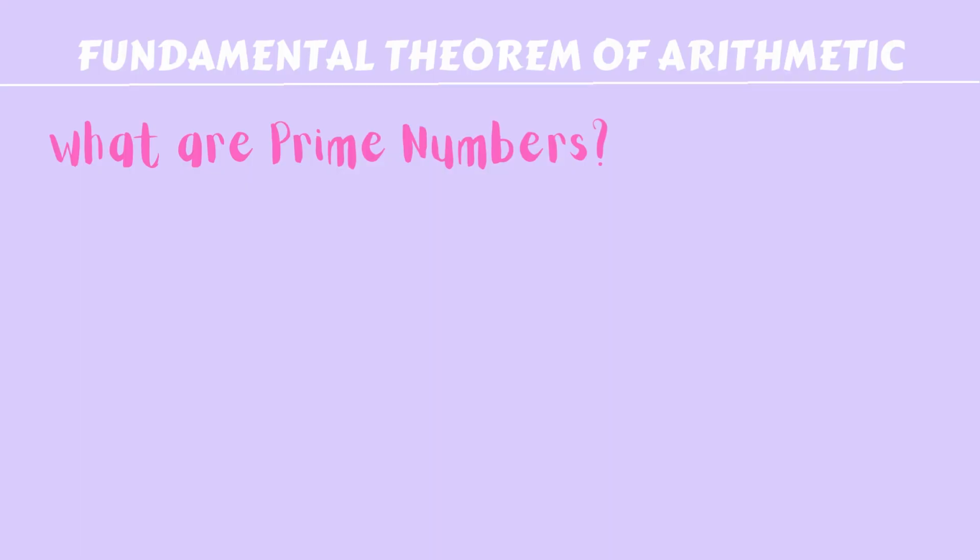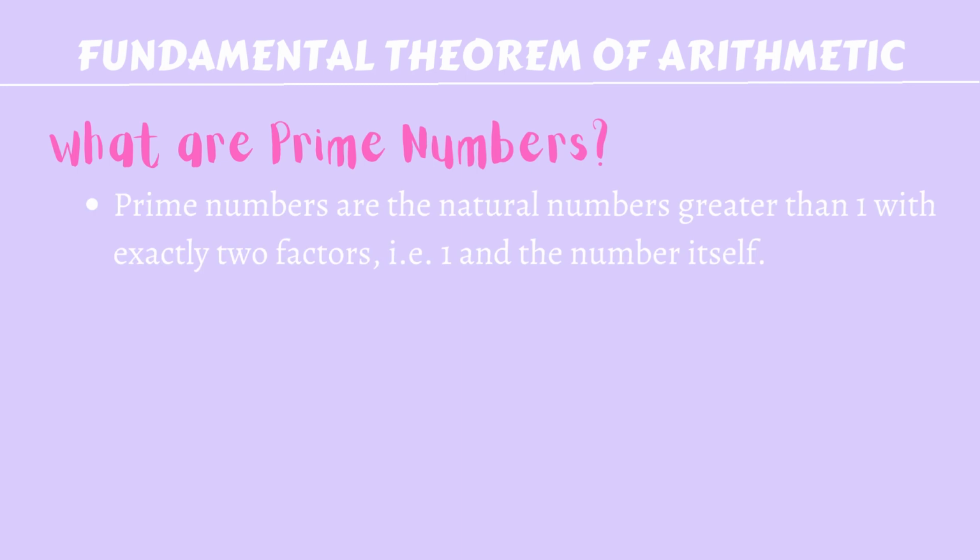Before proceeding to our main topic, let's talk first about what prime numbers are. Prime numbers are the natural numbers greater than 1 with exactly 2 factors. For example, 1 and the number itself. So basically, prime numbers are counting numbers or whole numbers greater than 1 that can only be divided by itself or by 1 to get a result of a whole number.